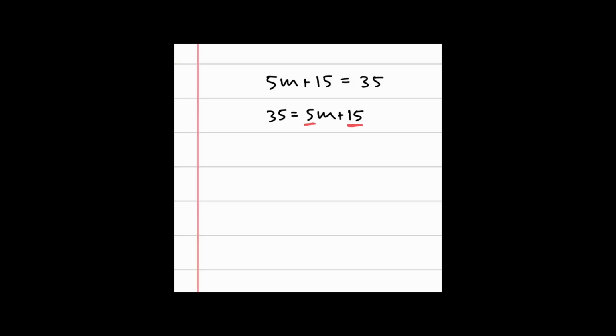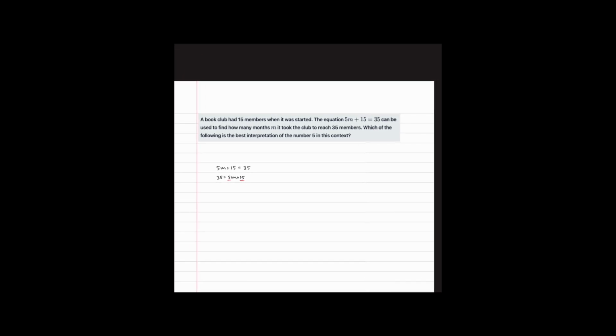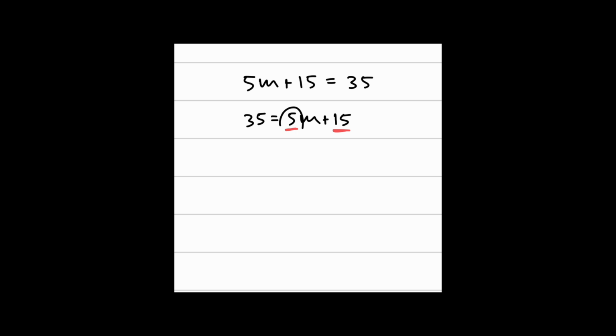Now that we know that, if we go back to our question, it says that it had 15 members when it was started, and the equation 5m plus 15 equals 35 can be used to find out how many months it took the club to reach 35 members. Which of the following is the best interpretation of the number 5 in this context? That would be the slope or the rate of change, right?